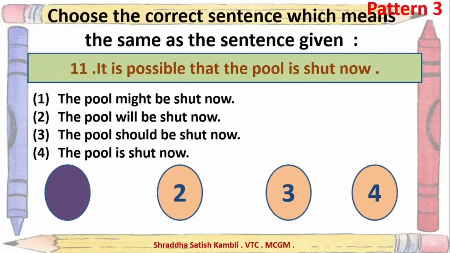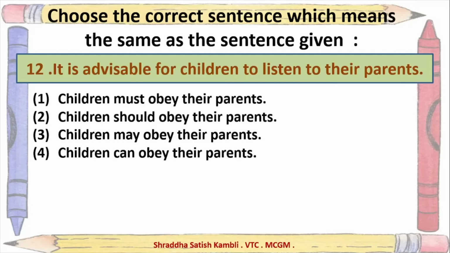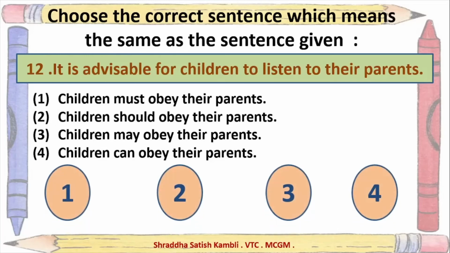Okay, moving on to the next example, example number 12. It is advisable for children to listen to their parents. So we are giving an advice here. Children must obey their parents. Children should obey their parents. Children may obey their parents. So that's an option. And children can obey their parents. That is also a possibility. Okay. So let's see which one is the correct one. When we are advising someone, we say should. So children should obey their parents.